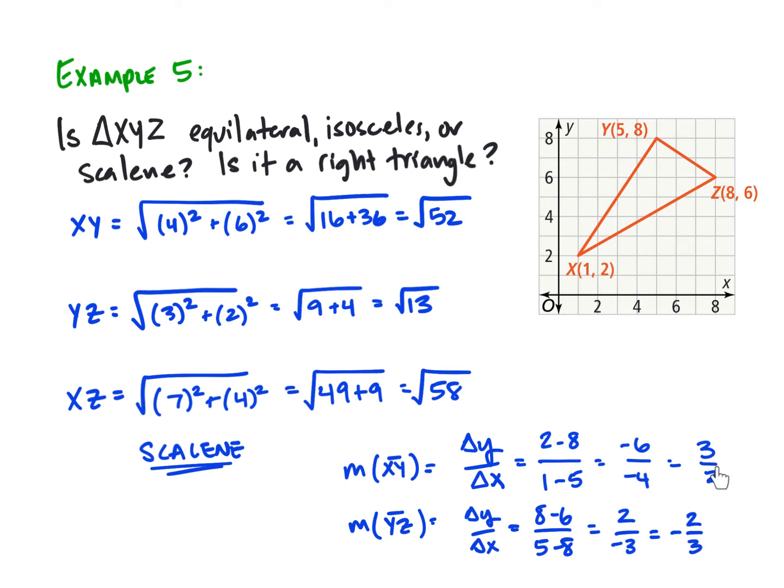And now we see here that the two segments that we were looking at have slopes that are opposite reciprocals. They are one positive and one negative, 3/2, 2/3. And so that tells us that this angle right here is in fact a 90-degree angle because those two segments are perpendicular. So if this is a 90-degree angle, we can say yes, triangle XYZ is a right triangle.